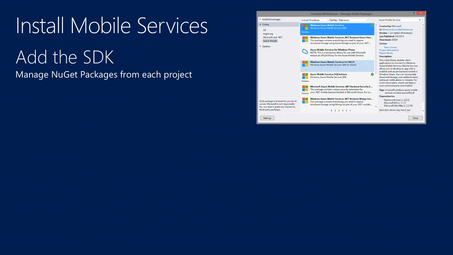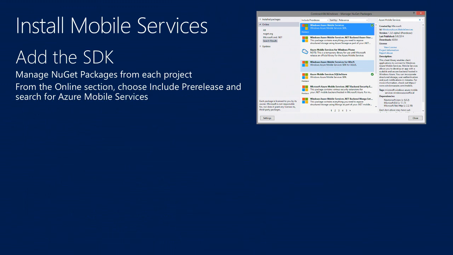We've got SQLite figured out, so we need to get the SDK. So we're going to go to our good friend NuGet. And again, in both projects, you're going to go to NuGet. And the first thing we're going to do is grab Azure Mobile Services.